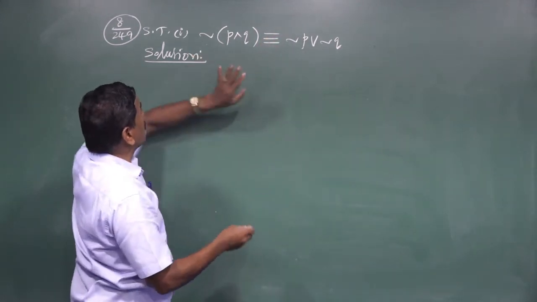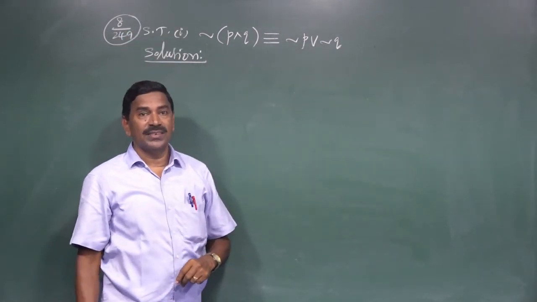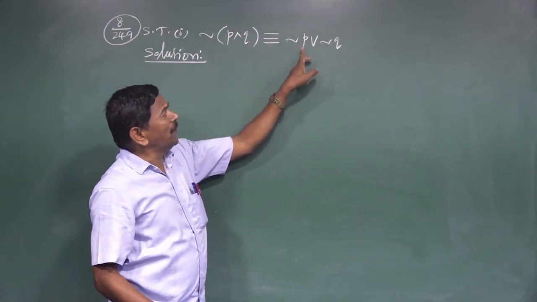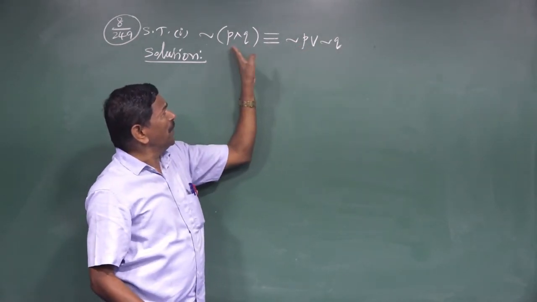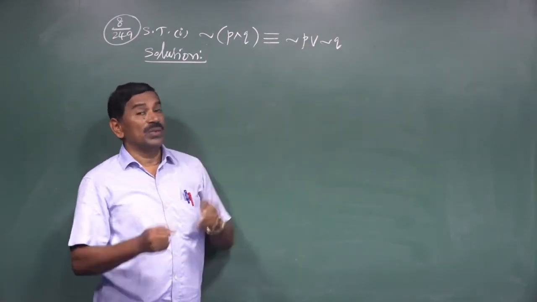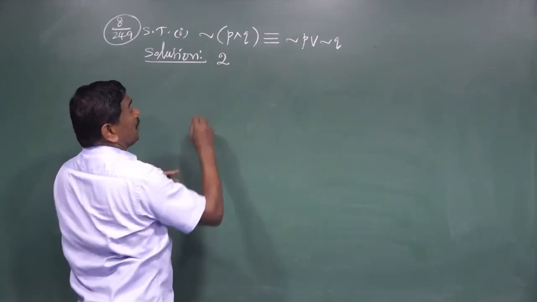Okay, now come to the question. Can you tell me how many simple statements there are? Count them. Yes, very good. See, P, Q, again P, Q, negation P, negation Q. Here only P and Q are repeated, there is no R. So there are two simple statements. Listen carefully.